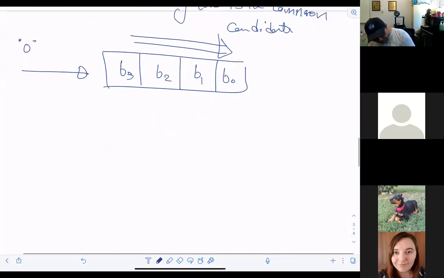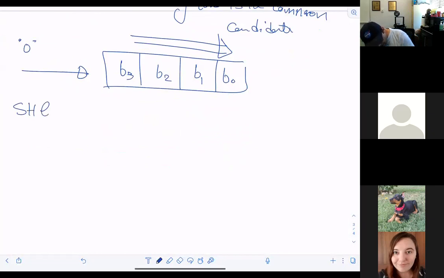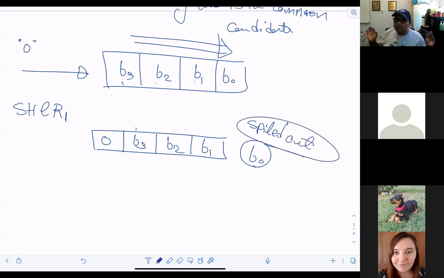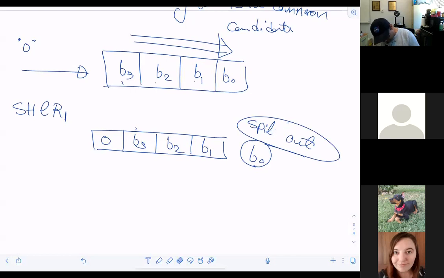So what does it mean? It means that if I shift logically right 1, that means I shifted 1 time. So end of the day, that will be what? 1, 2, 3. So gonna be here 0. B3 will be here, and then B2 will be here. B1 will be here, and B0 will be what? Spilled out. Spilled, there is no B0. So that means I kicked it out. So I'm not reserving the bit. I'm not reserving it. That means I lost it.